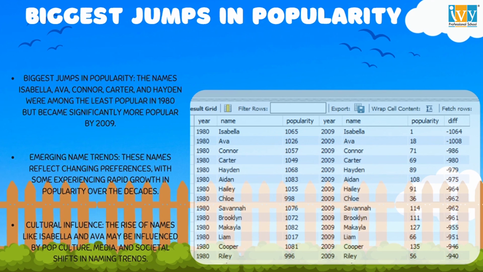Next, I found the biggest jumps in popularity, where names like Isabella, Ava, Connor, Carter, Hayden, and Haley were barely known in 1980 but became highly popular by 2009.